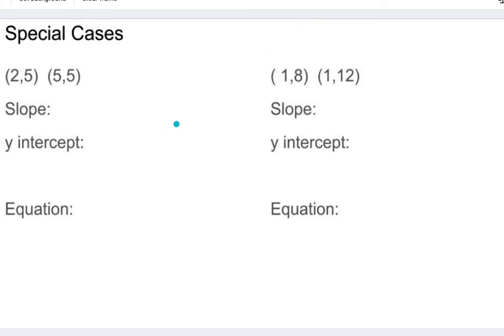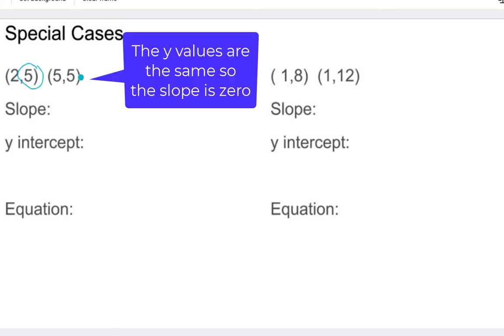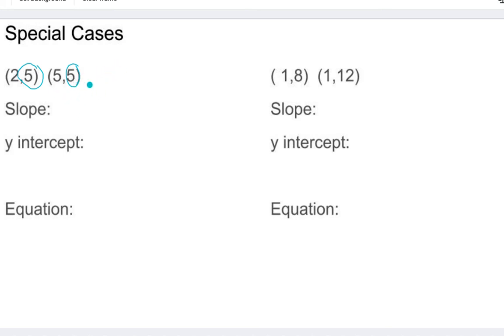So you should always remember there are special cases, horizontal lines and vertical lines. You always want to check the 2 points and see if there's anything you notice. So if mathematicians are lazy, I don't want to have to use the entire formula to find the slope if I don't have to. So here I see right away that both y numbers are 5. That means the rise is 0. And 0 divided by anything is 0, so my slope is 0.